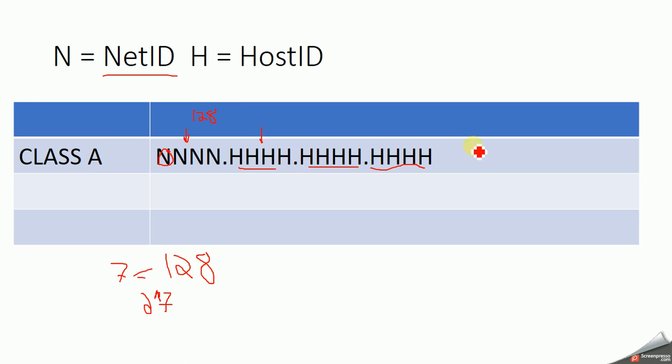For host ID, you've got 16,777,216, or 2 to the 24, because you're dealing with 3 bytes.